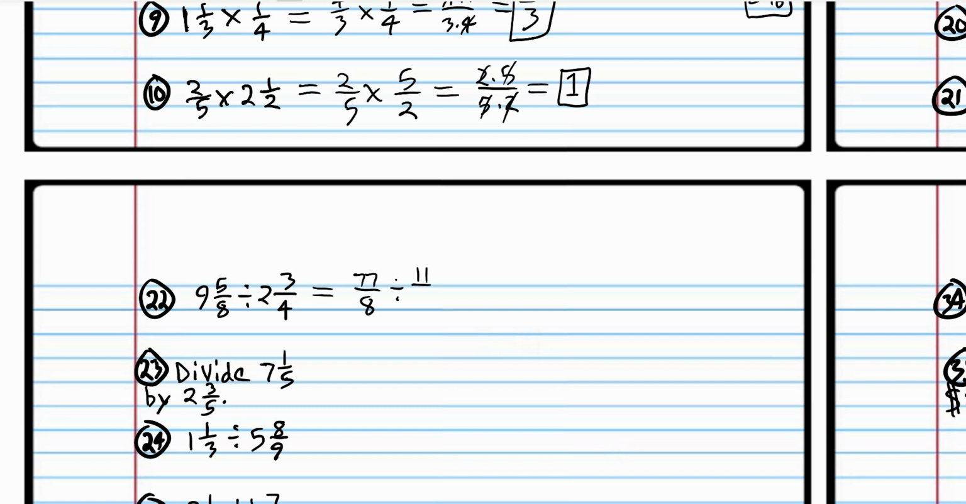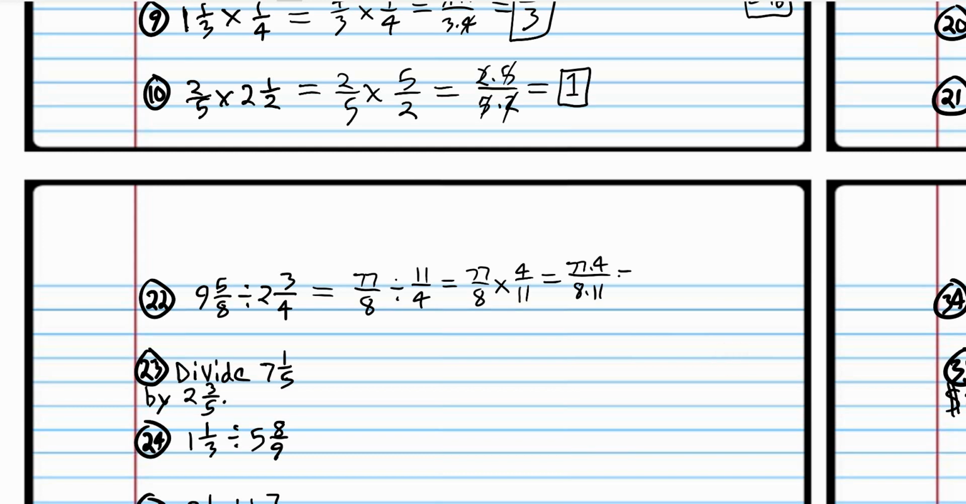I guess they're not too bad. All right, so we change to improper fractions, then keep the dividend, change the sign, flip the divisor, and so on. I don't have to keep saying the same thing over again. 77 times 4 over 8 times 11.